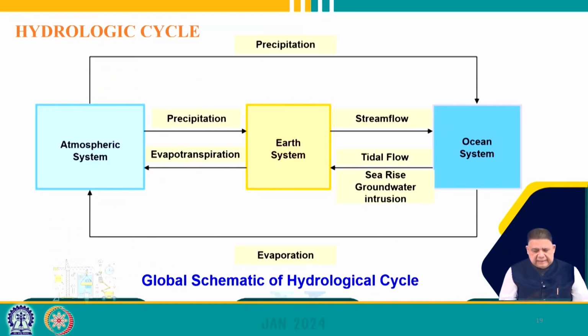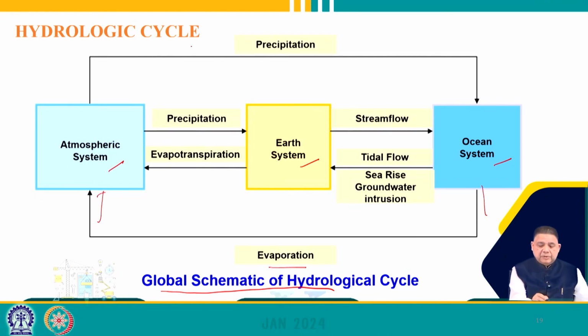Now, the hydrological cycle can be studied at different scales. We can talk about the global schematic of the hydrological cycle, which has three different systems: atmospheric system, earth system, and ocean system. And of course, we know that when evaporation occurs, water from the ocean system reaches the atmosphere, where precipitation takes place, and water reaches the ocean system.